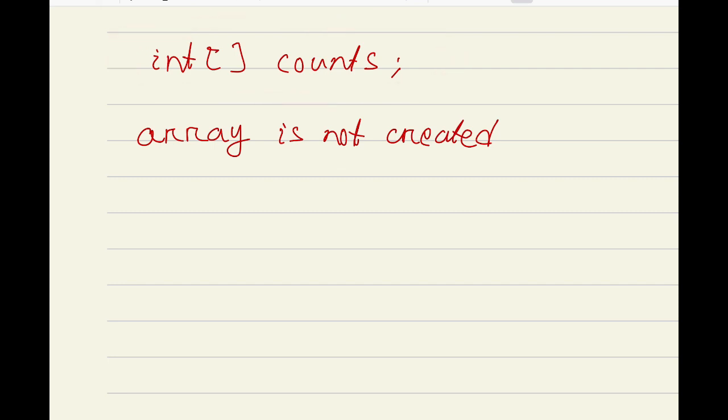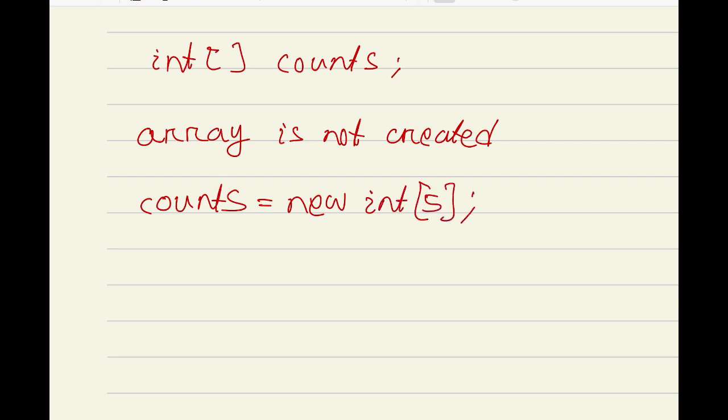So how to create the actual array? For that we need to use the new operator. So using the new operator we can write like this: counts equal to new int 5. So 5 is the size of the array here. Here this 5 means the size of the array.